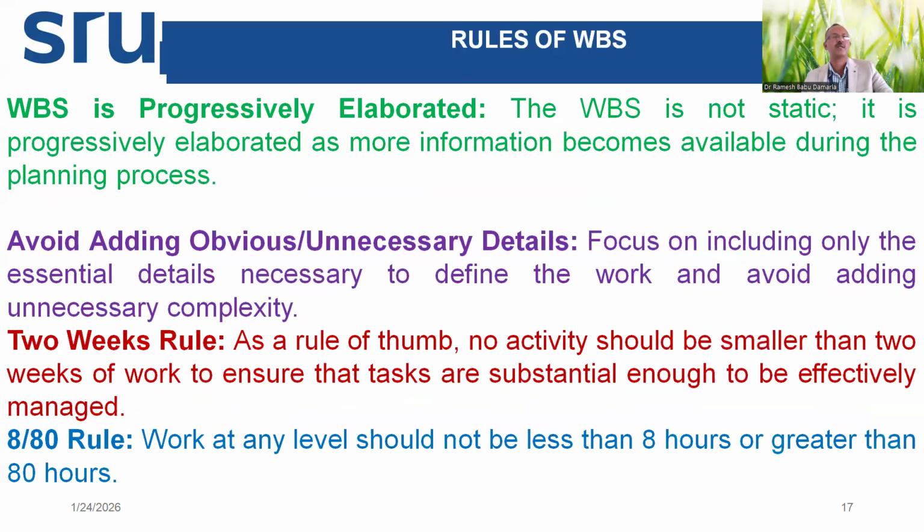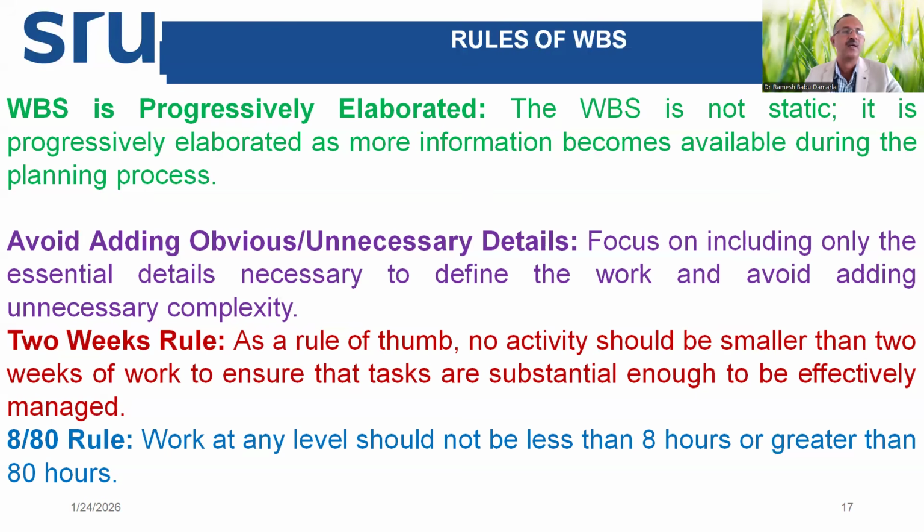Another important rule is that the WBS is progressively elaborated. We divide the main project heading into 6 or 7 divisions. We saw that the blue colored second layer is main assemblies or work packages. From that, again, we divided each work package into smaller work packages. So WBS is not static. It is progressively elaborated. More details are given in the bottom layers, as more information becomes available during the planning process.